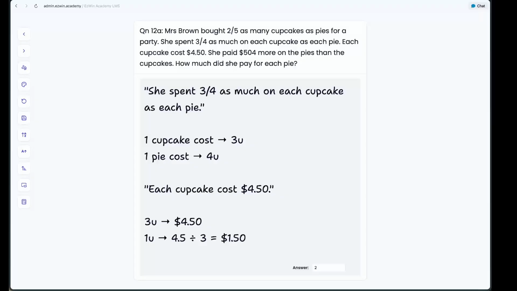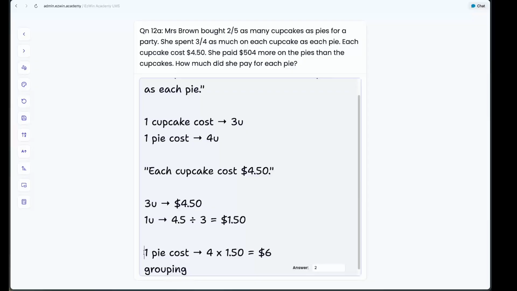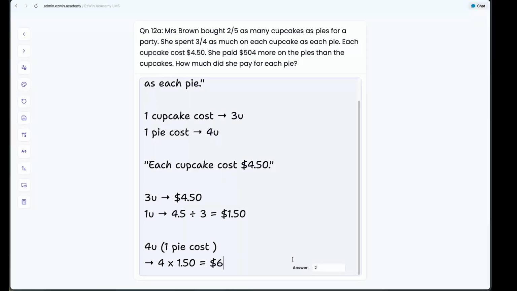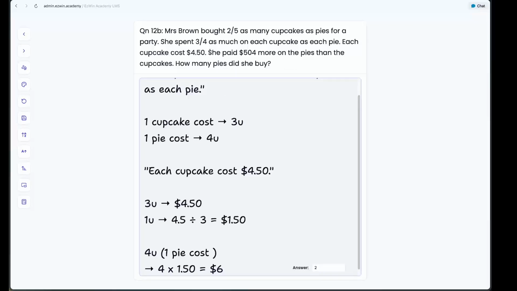$1.50. So can we calculate the price of each pie? Yes, which is 4 units, which is 1 pie cost. That means it is 4 times $1.50, and this will give us $6. Okay, there you go.